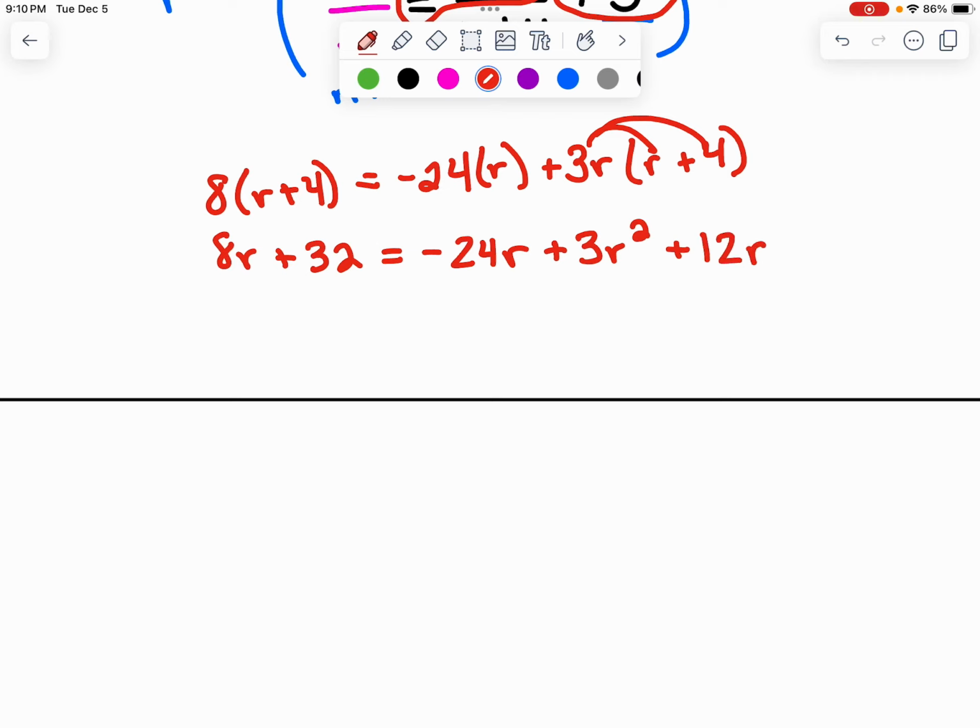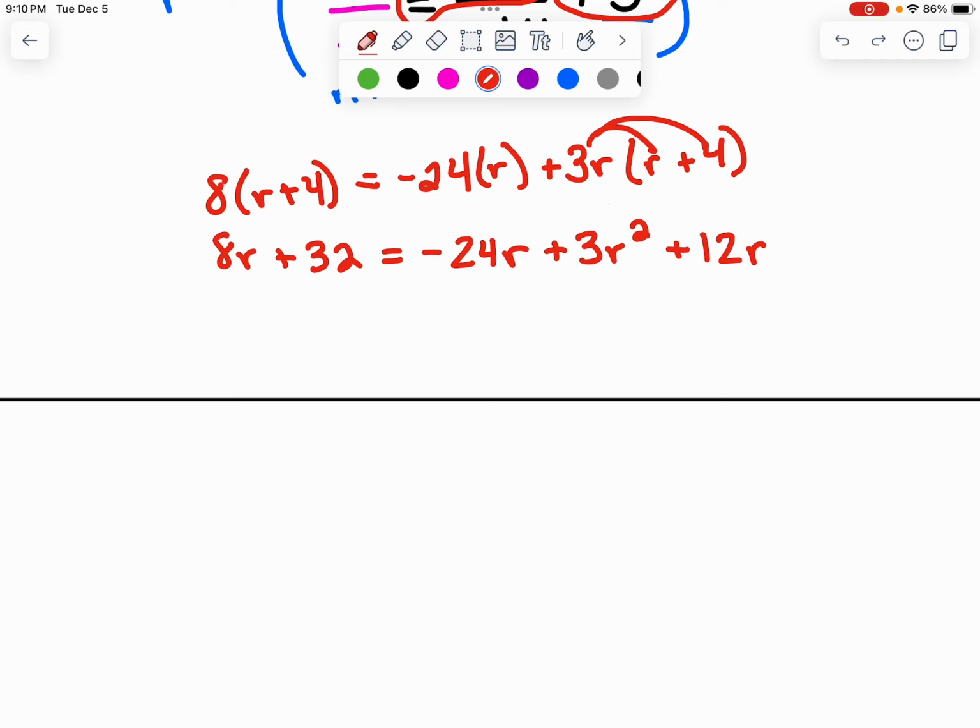Chapter 4 was on quadratics. The quadratic formula, negative B plus or minus. But what do all quadratics have to get set equal to? 0. We have to set quadratics equal to 0.